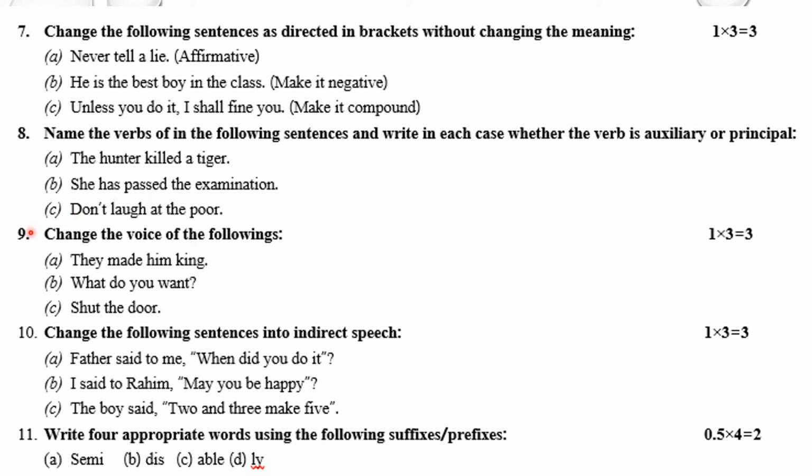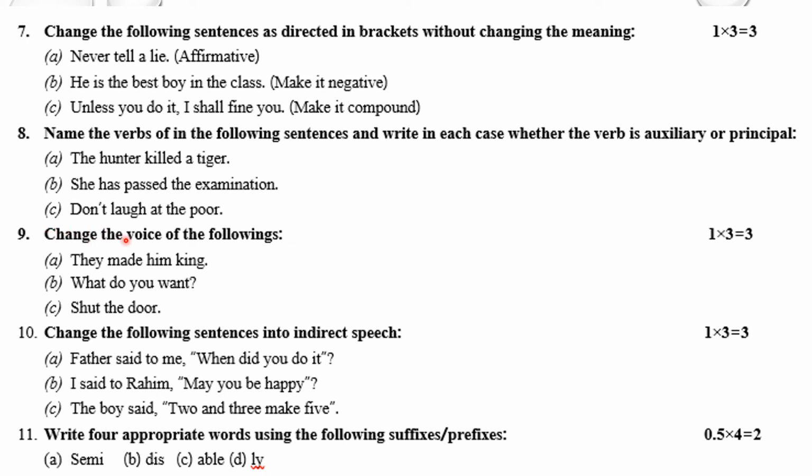In the same way, C number, don't laugh at the poor. Don't laugh. Here, don't is a helping verb. To make the sentence negative, we have used don't. Laugh is the main verb. Okay, and this way you have to complete the answer.